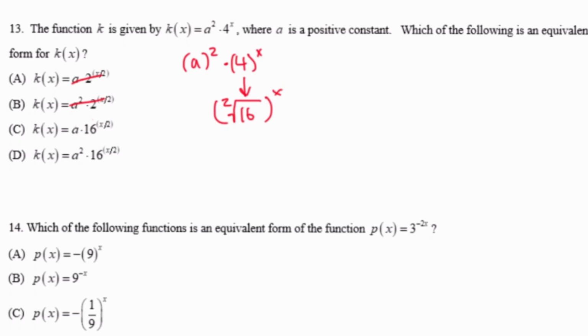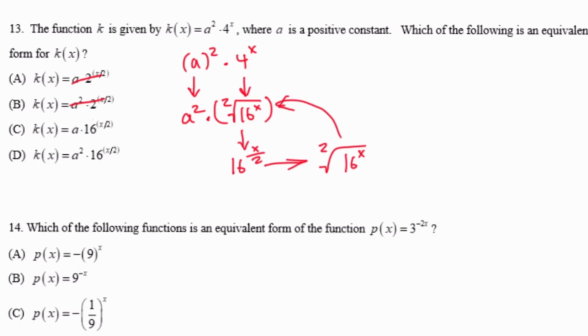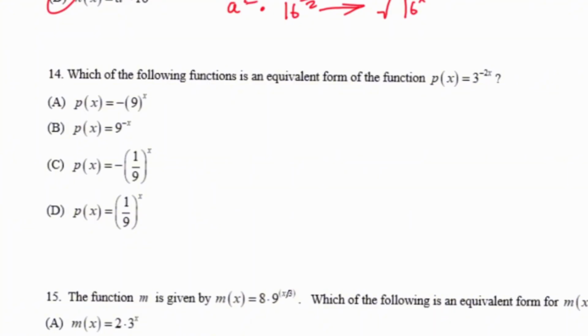When we simplify this here, and this just stays the same, this can be simplified into 16, because that's the inside number, to the power of x divided by 2, because when we change this back, it goes to the square root of 16 to the power of x, so that's correct. And then this also stays the same, and then we multiply those two, and that should be our answer, which is d.